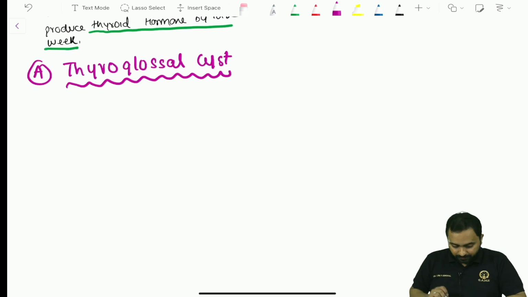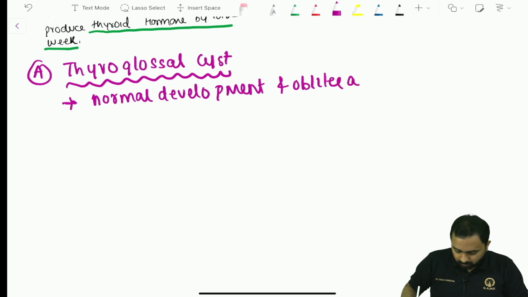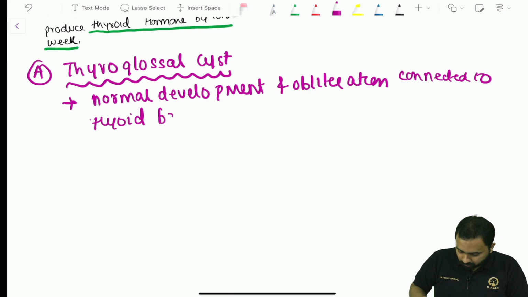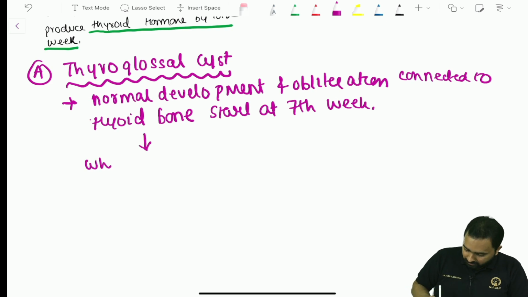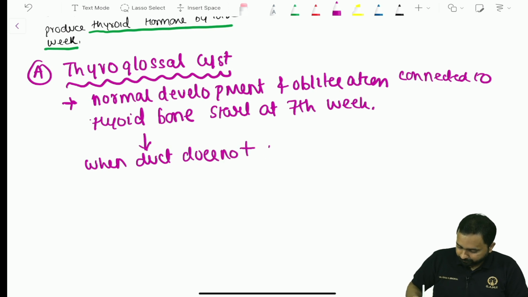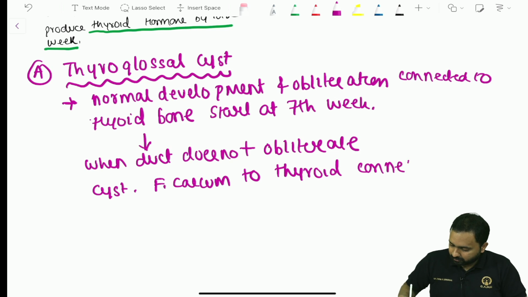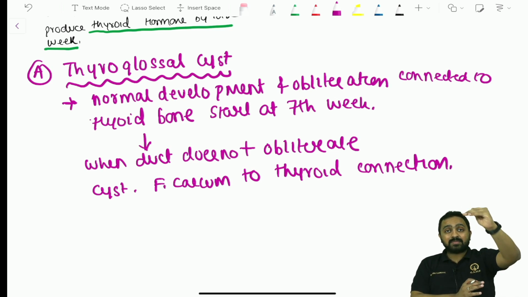Now, what about your thyroglossal cyst? The normal development and obliteration of the duct, connected to the hyoid bone, starts at the 7th week. Now, when this duct does not obliterate, a cyst is formed, which connects the foramen cecum to the thyroid, right?